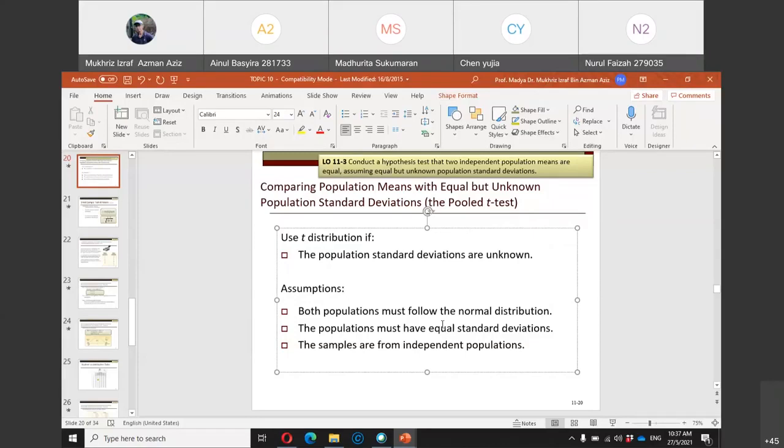Also the assumption is that it must follow standard deviation, and the sample must be taken from independent populations. What does it mean by independent? Between sample 1 and sample 2, they are not from the same population. For example, male and female. You cannot take the male and female from the same population. It must be taken from a different set of population.